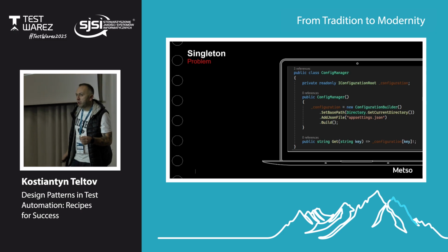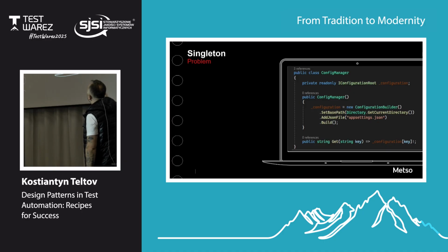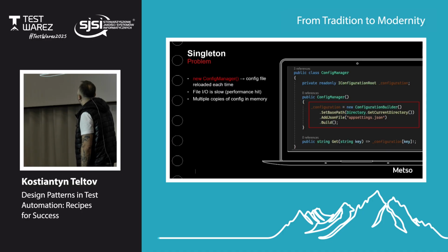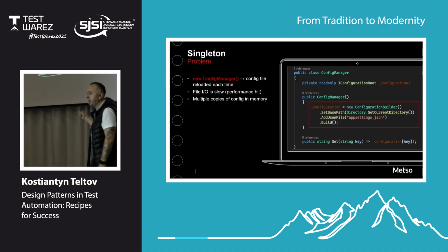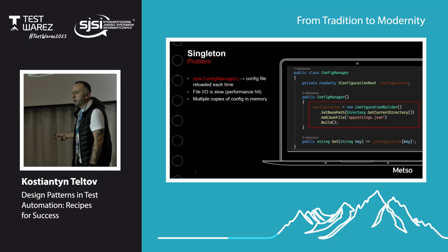So we need to resolve some problem. Let's try to check some code. Here we have a configuration manager. And what is the problem with this configuration manager? The problem is that if we instantiate this class multiple times, we need to read and reload our config file multiple times. And of course, we will also save multiple configurations in our memory.